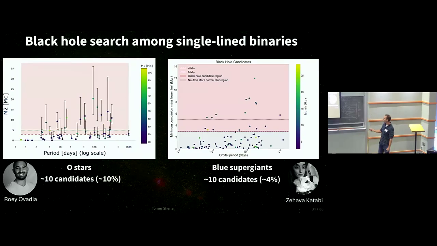I asked my students, so this is not homogeneous, I'm sorry for that, to prepare such plots, where we have periods versus a secondary mass. And the dashed lines that you see here, the upper dashed lines, are the 5 solar mass thresholds. All I can tell you is that we see a bunch of stuff. These are SB1s, so single-line spectroscopic binaries in the O-star sample and blue supergiant sample. If you count the number of stars above 5 solar masses, you get 10 candidates in each of these samples.